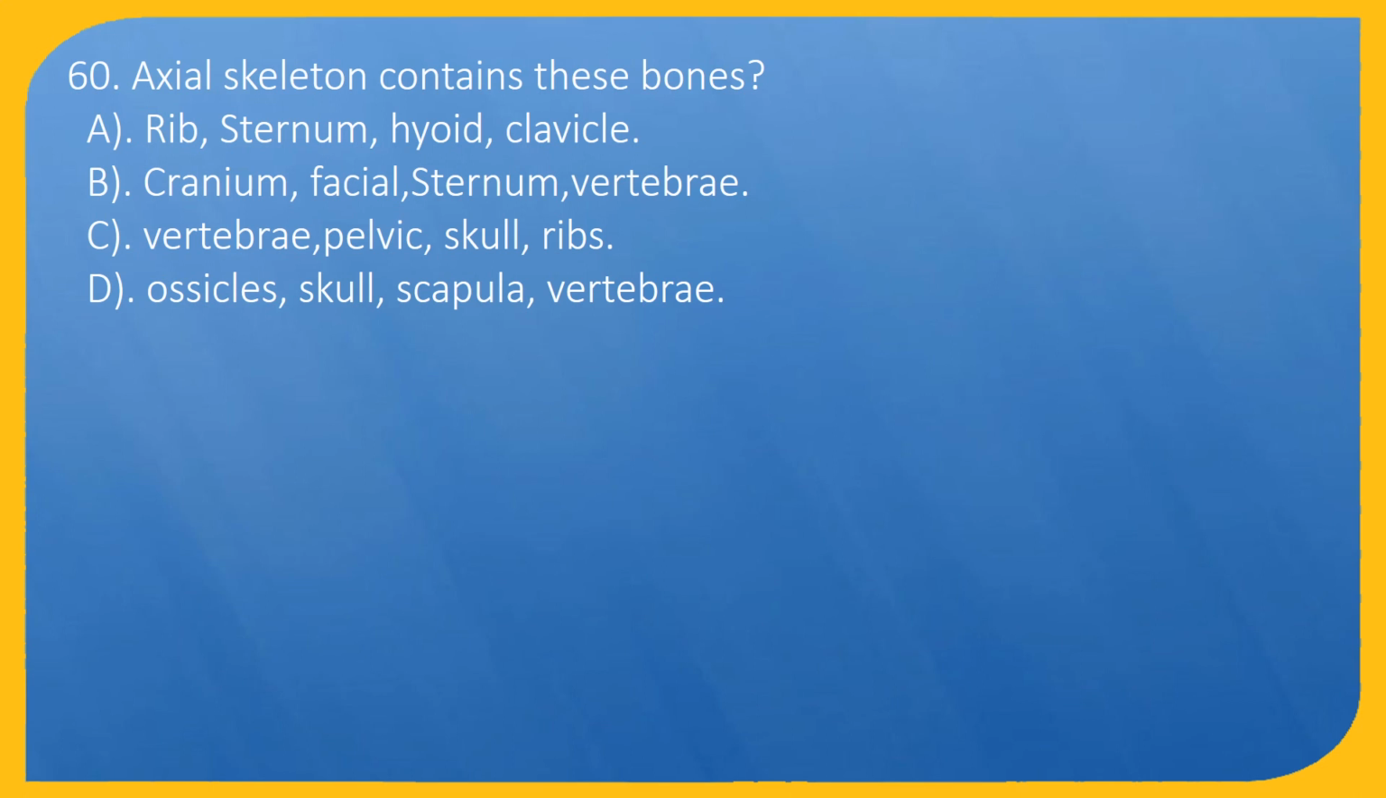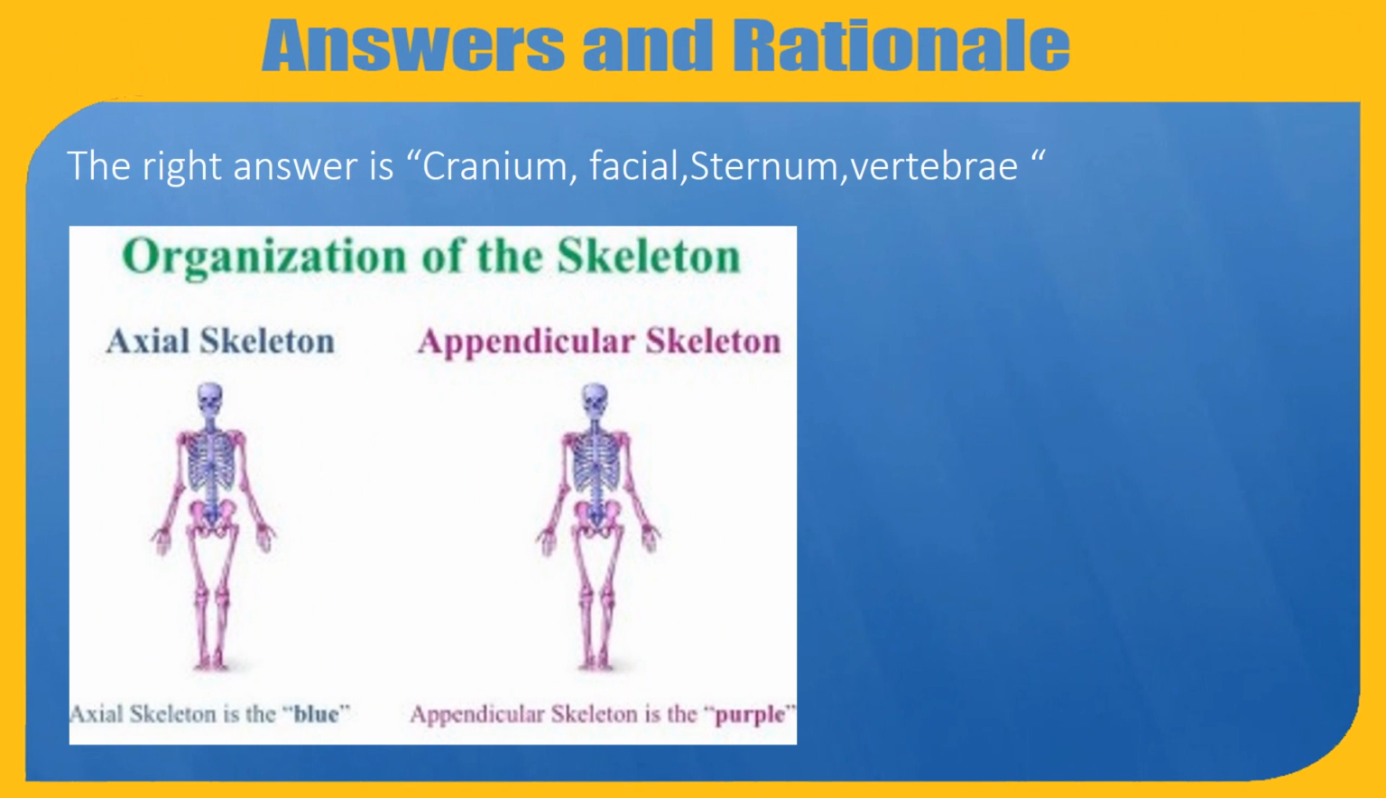Question 60. Axial skeleton contains these bones? A. Rib, sternum, hyoid, clavicle. B. Cranium, facial, sternum, vertebrae. C. Vertebrae, pelvic, skull, ribs. D. Ossicles, skull, scapula, vertebrae. The right answer is cranium, facial, sternum, vertebrae.